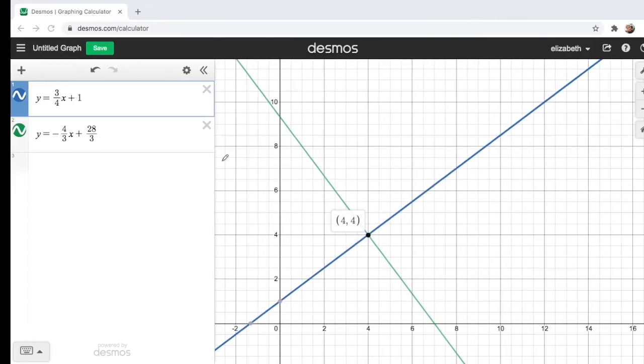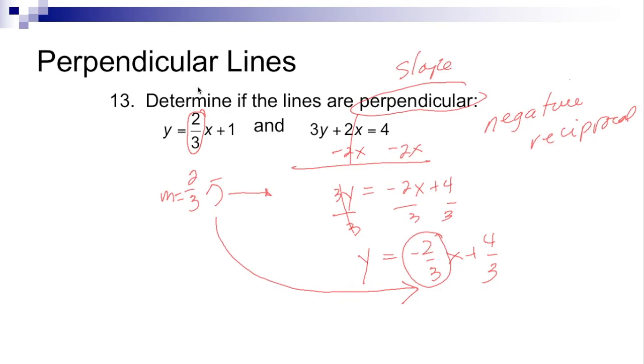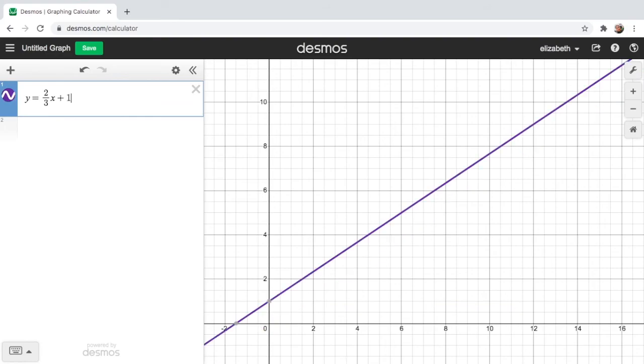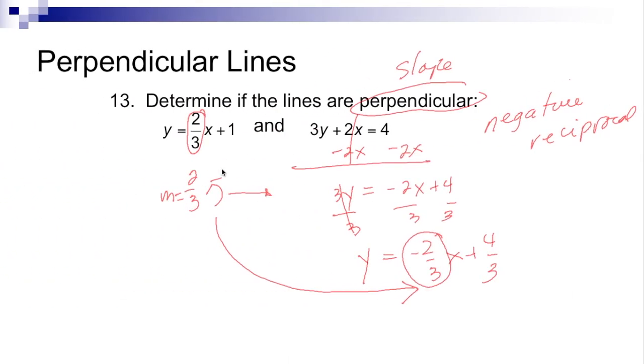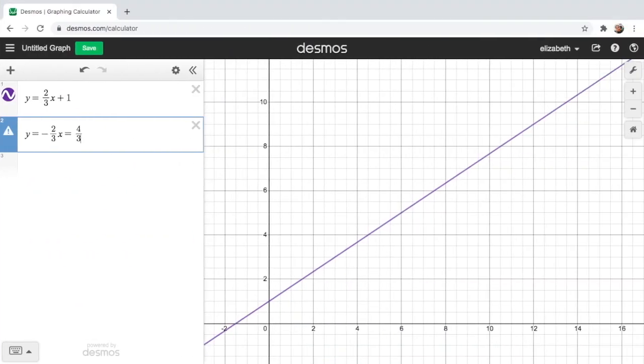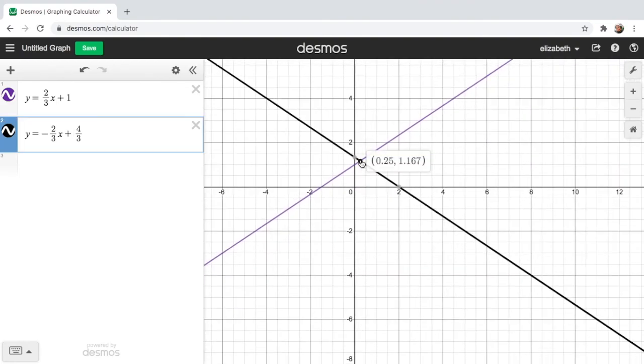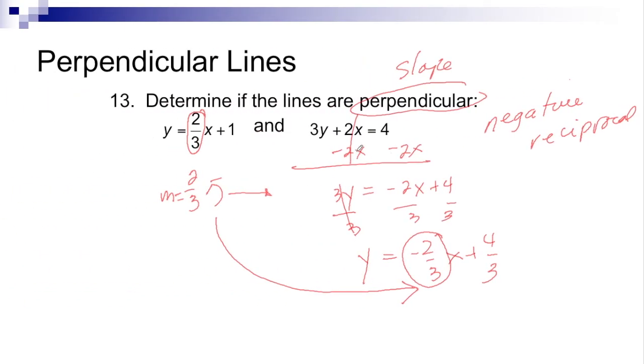So, if you want to see, you can check it using Desmos Calculator. So, we have y equals 2/3 x plus 1, and the other one is y equals negative 2/3 x plus 4/3. So look at this. The graphs are intersecting, but it's not parallel nor perpendicular because this is not forming 90 degrees. So the answer here is it's neither parallel nor perpendicular.